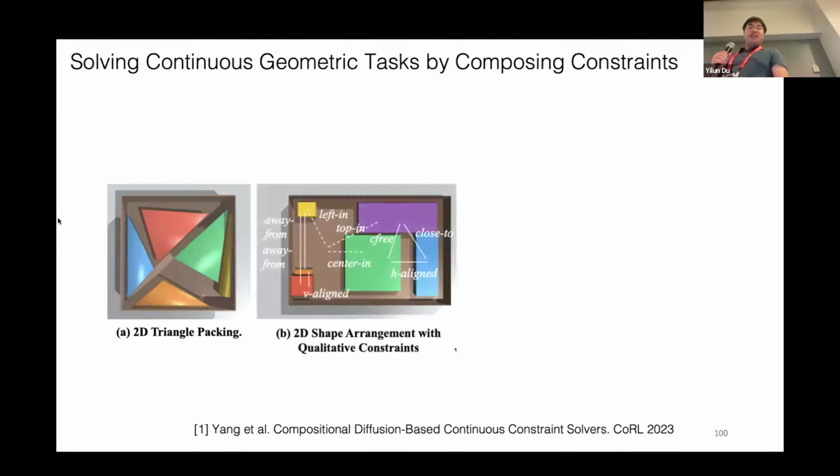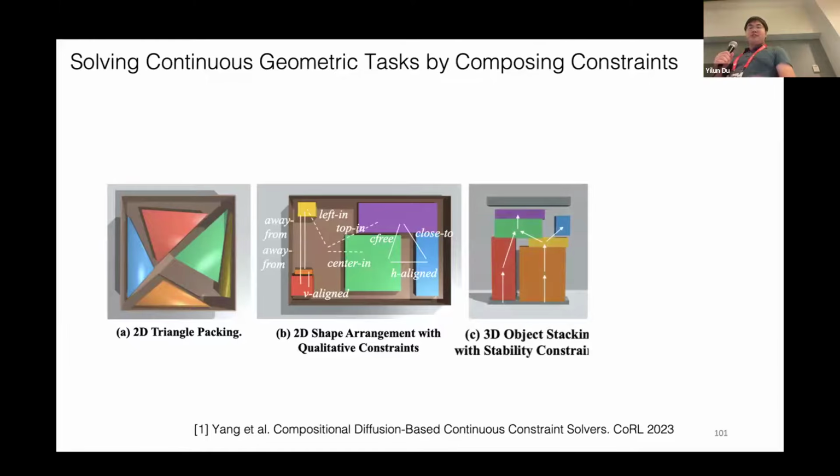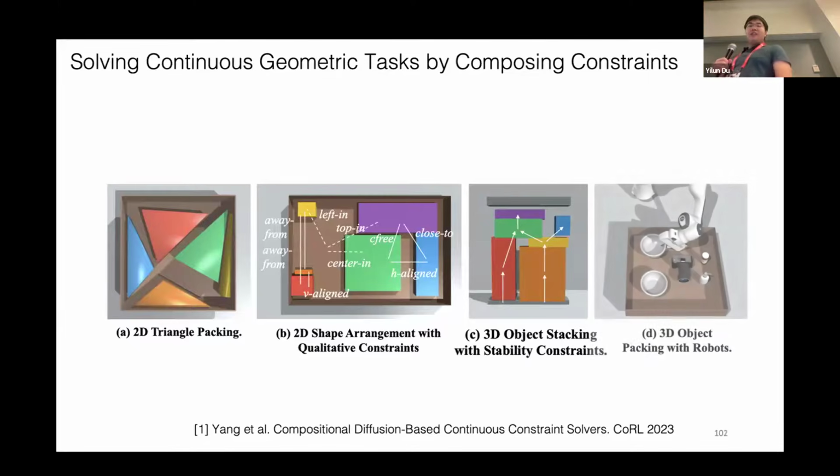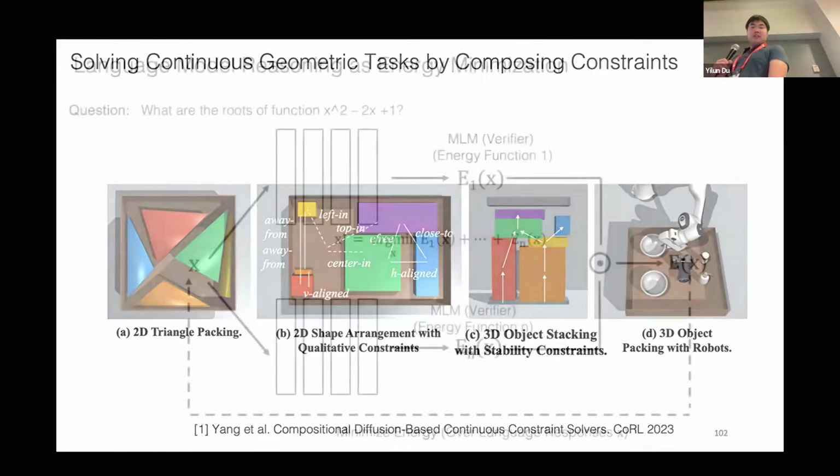You can also use this to arrange objects qualitatively in a grid. You can also use this to arrange objects subject to geometric constraints. Or finally, you can use this actually to solve new robotics problems. So you can formulate robotics manipulation as simply satisfying a set of constraints on picking up an object, making sure you don't collide with other objects, making sure you reach the goal, and so forth. And this allows you to do zero-shot 3D object packing.